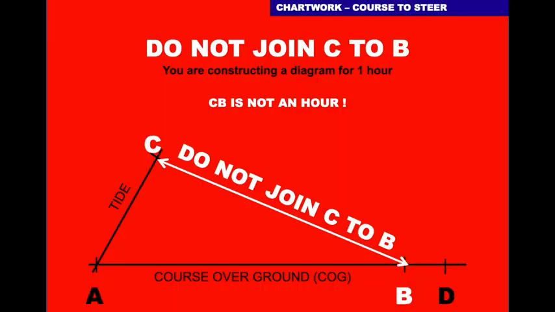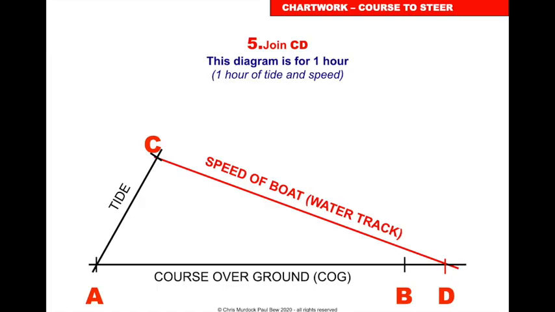Do not join C to B, because C to B is not 6 miles, it is not an hour. It is a rabbit hole that you will fall down once, so do not join C to B. It should be C to D, because C to D is 6 miles. So we joined C to D. So C to D is 6 nautical miles.